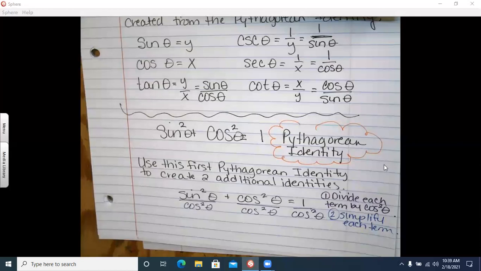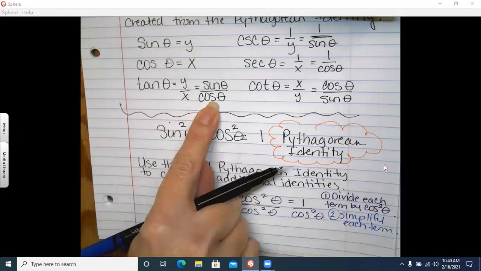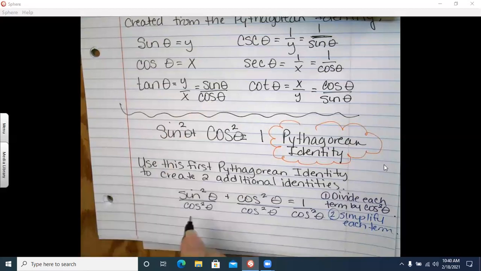Okay, well, what's sine squared of theta divided by cosine squared of theta? All right, hint. Do we know what sine of theta divided by cosine of theta is? It's tangent, right? But if they're both squared, it'll be tangent squared of theta, correct? So sine squared of theta divided by cosine squared of theta, that's basically just tangent squared of theta.